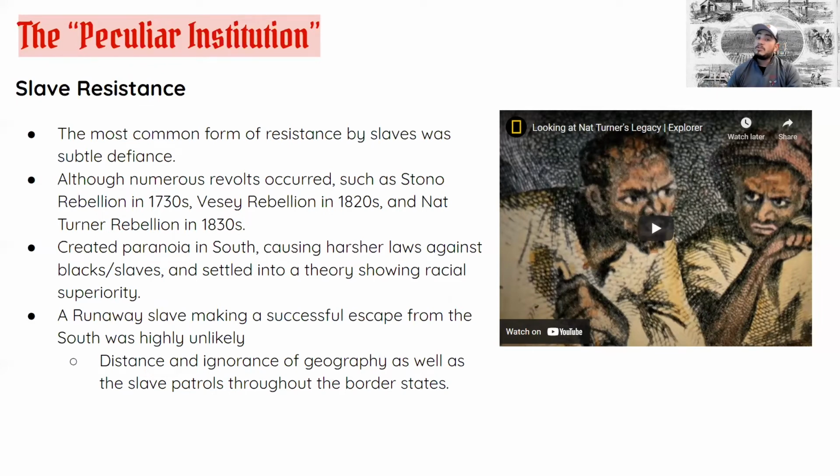But there was, of course, bigger resistance that also led to violence. There were numerous revolts that we can talk about, like the Stono Rebellion and the Vesey Rebellion, but one that I would like to focus on more is the Nat Turner Rebellion in the 1830s. These rebellions were very intense.